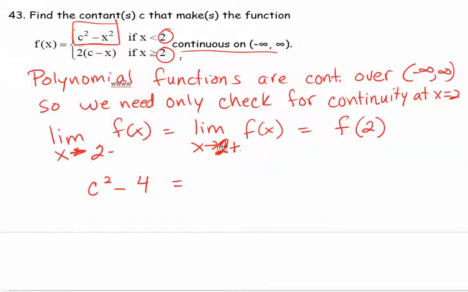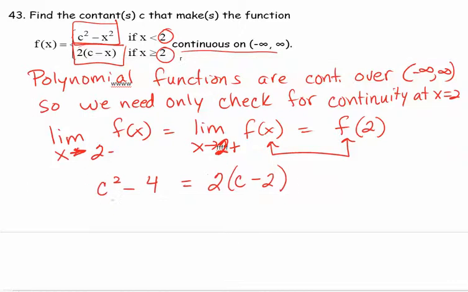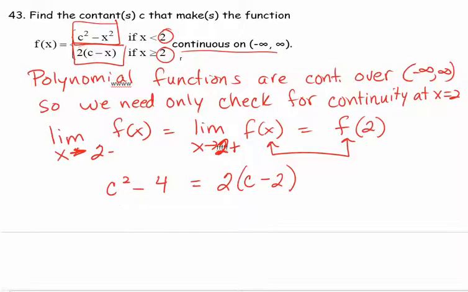So I can replace the x with 2. And the limit as x approaches 2 from the right side, we're going to use the other part of our function. And remember that x is approaching 2. So I can replace the x with a 2. And now these two things in this problem are exactly equal. So I need not write it twice. Okay, so let's see what we can solve here. c squared minus 4 is equal to 2c minus 4.